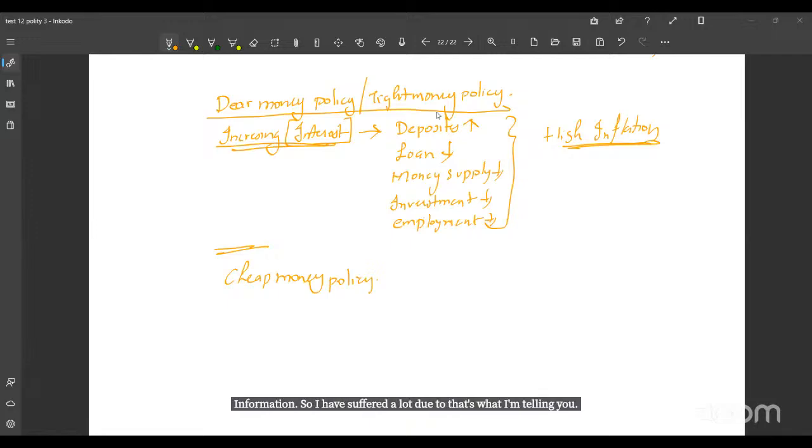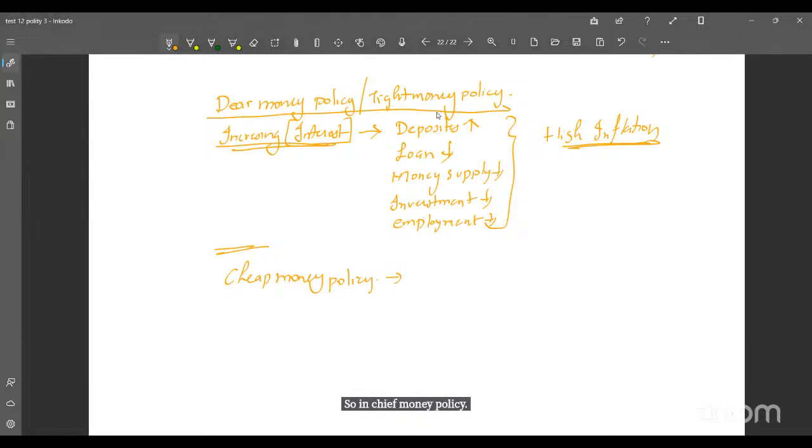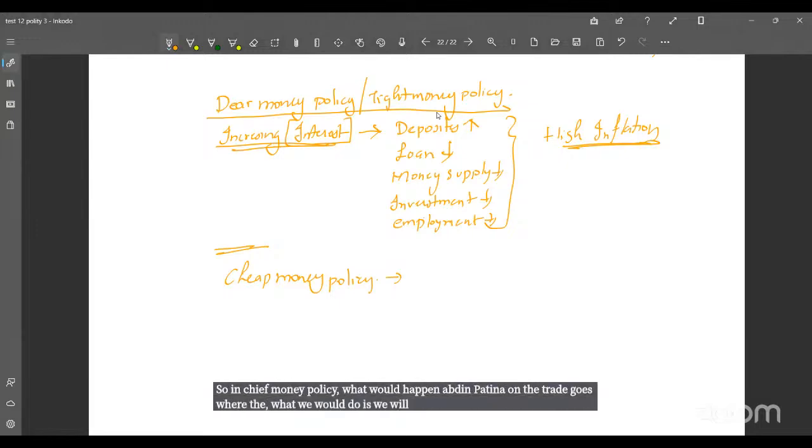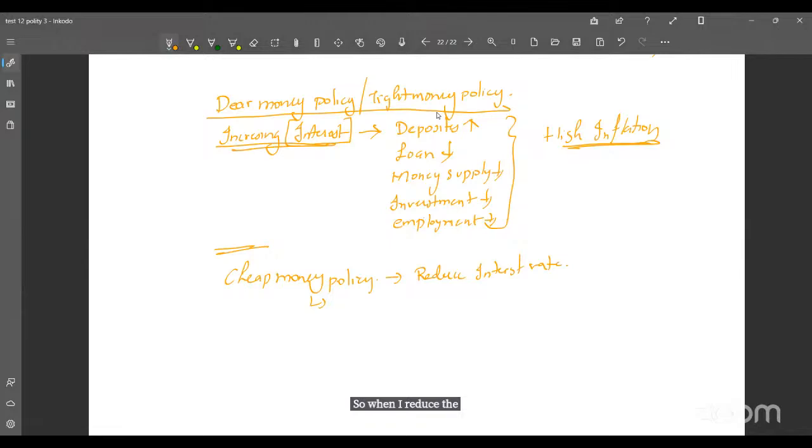So in cheap money policy, what would happen? We will reduce the interest rate. When I reduce the interest rate, this would discourage deposit. So deposit would be discouraged. Loans would be encouraged. More money supply.